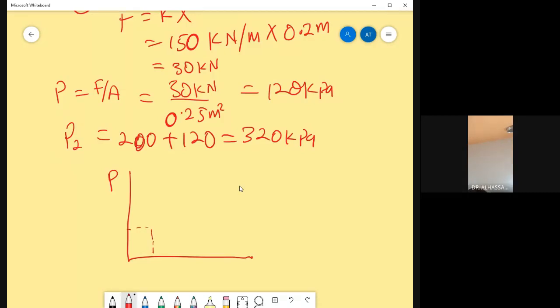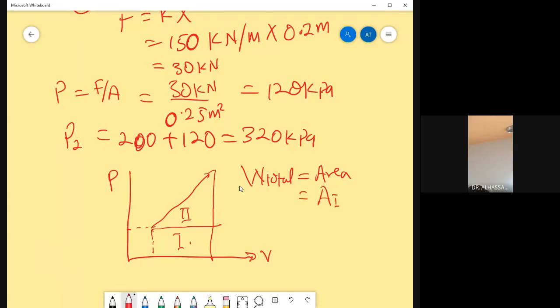So the initial situation is like this. We have curve number 1 is this, curve number 2 is that. This is the PV diagram. So total work done, W total, equals the area under the curve. So the area under this curve equals the area A1 plus area A2, like this. In other words, instead of using area, I'll say W1 plus W2. Okay, so now let us determine W1.